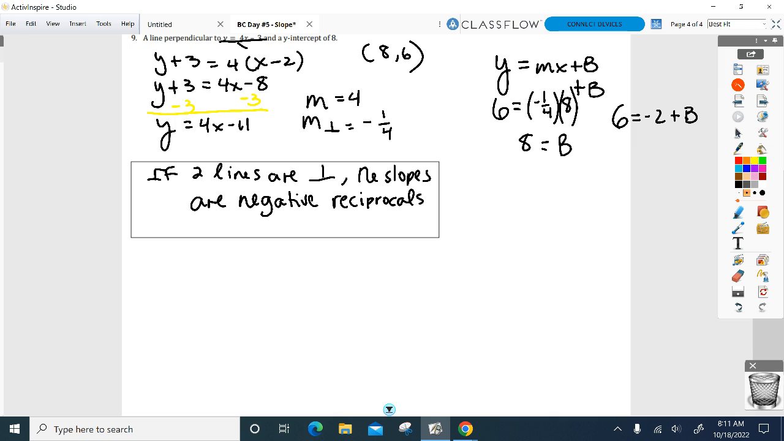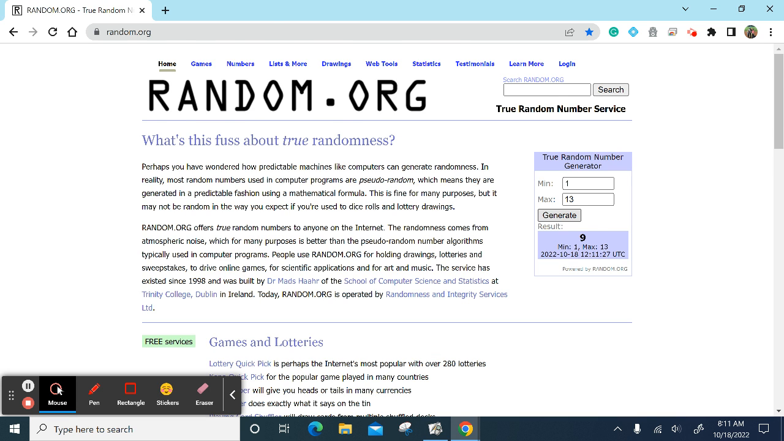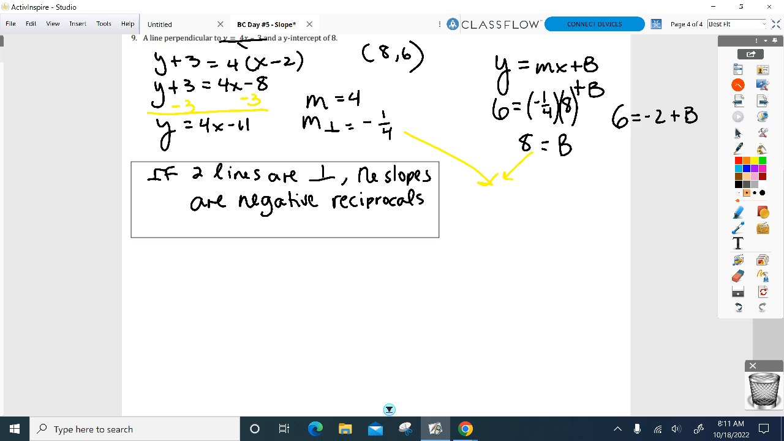All right. Last step. Take both your values and write me the equation of this perpendicular line. What's the equation going to be? Y equals negative 1/4, you've got to have the x in there. It's a totally different equation if you leave it out. And then plus 8. There you go.